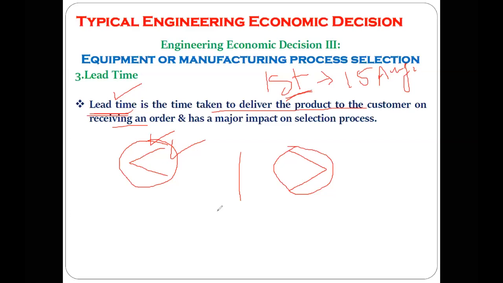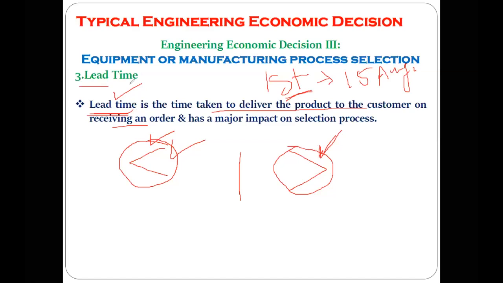Automated. You have to choose the machinery which can produce the maximum number of products at a time. It is simple. When the lead time is high, what does it mean? The time available to deliver the product to the customer is more. Now in that case you can choose semi-automatic or manual kinds of machinery.